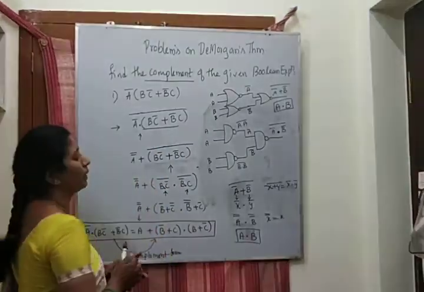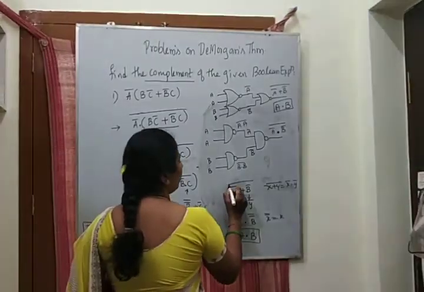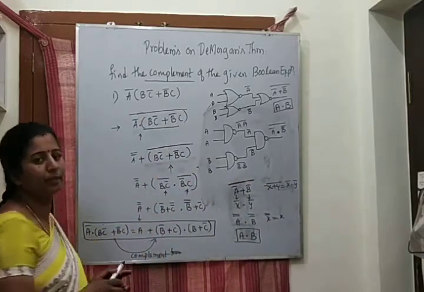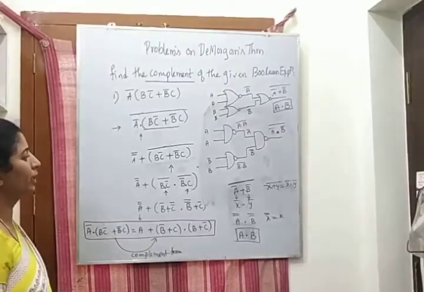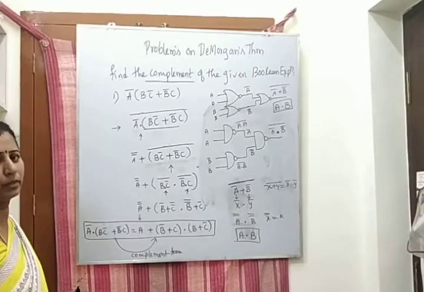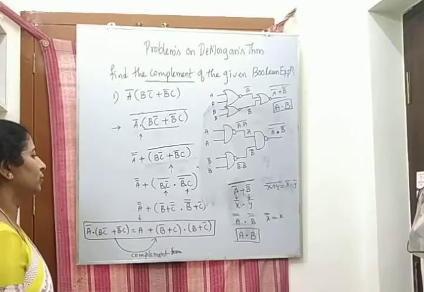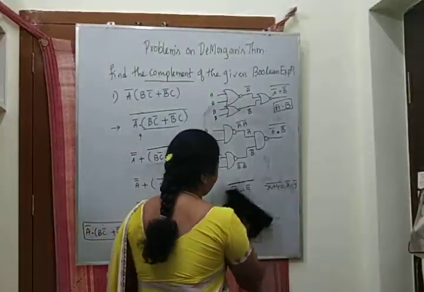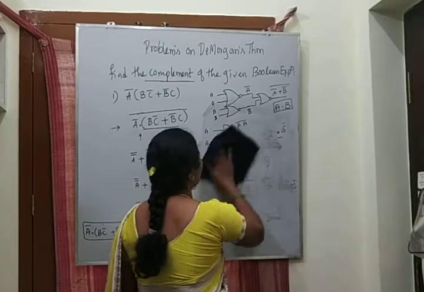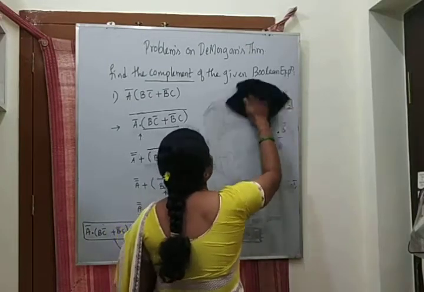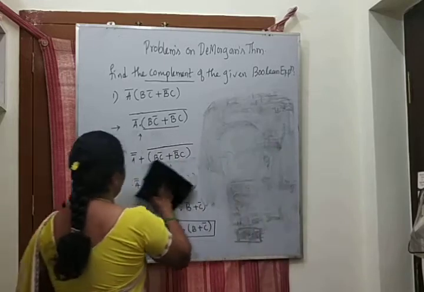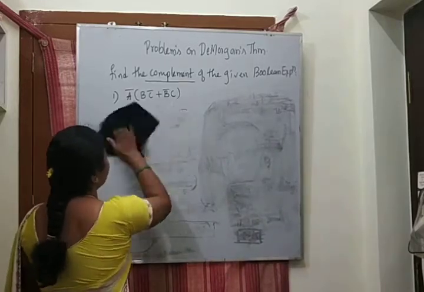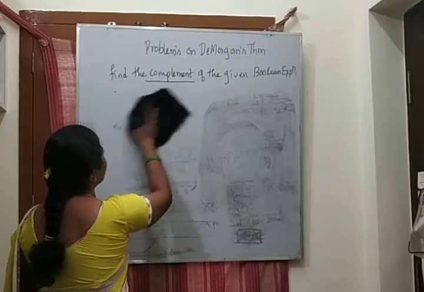Here also we are applying the same thing. Here the whole complementation we first write for the given Boolean expression. Then we apply De Morgan's theorem. Only two theorems we are using along with one inversion law. This is your first problem. Did you understand? Hope you understood. Yes, we'll move on to the second one.